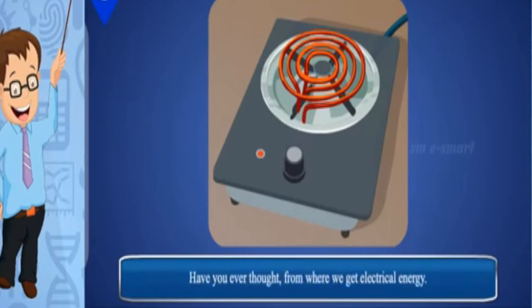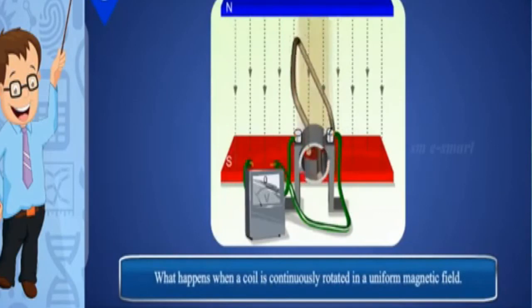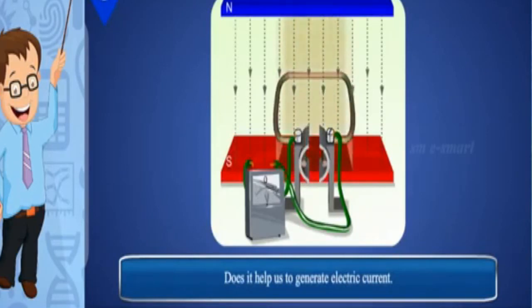Have you ever thought about where we get electric energy from? Let us learn about it. Electric generator and alternating currents. What happens when a coil is continuously rotated in a uniform magnetic field? Does it help us to generate electric current?